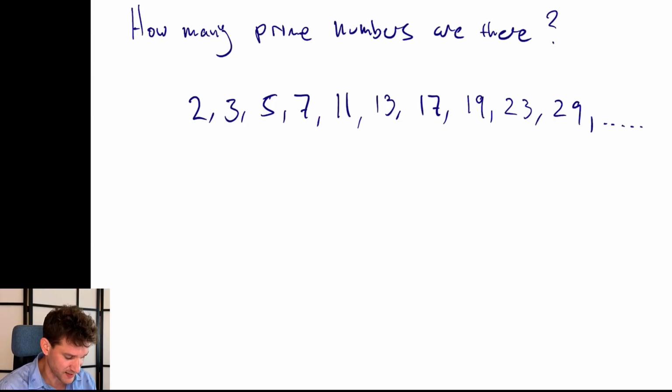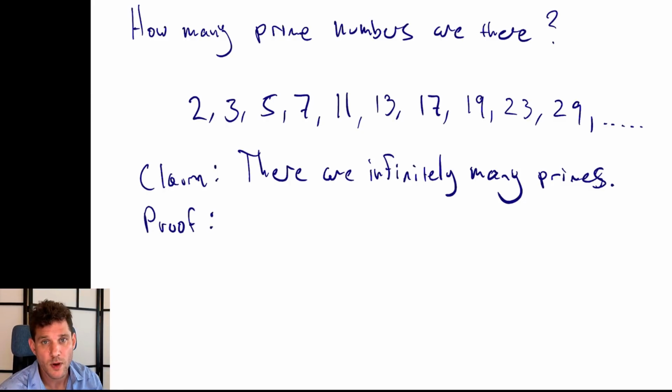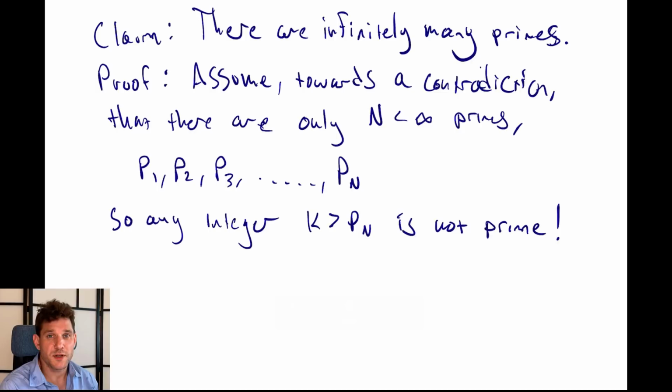But how do we know that this list doesn't just stop somewhere? Maybe this list goes on for a little while and then suddenly stops. Why do we know that there's an infinite number of primes? All right, now we're actually going to prove that there are an infinite number of primes. Okay, so now we're going to use proof by contradiction to establish this claim that there are infinitely many primes.